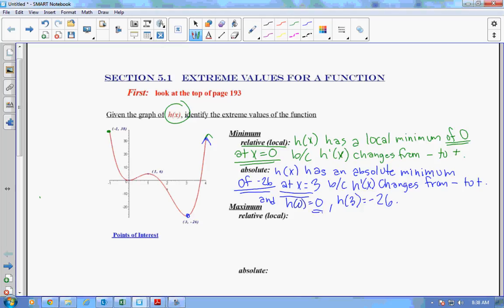Is 0 lower than negative 26? No. So since this one is the lower one, it has to be the absolute minimum.